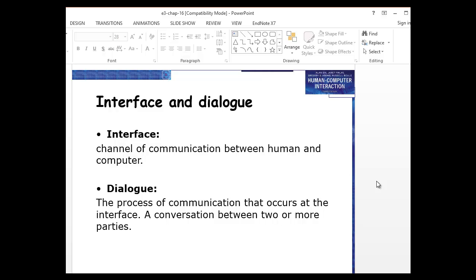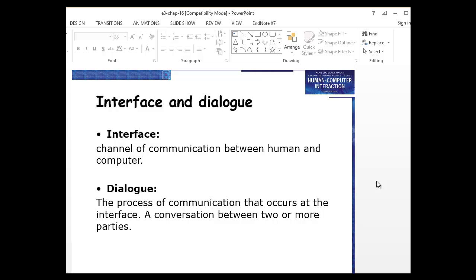So here I have included what is interface and dialogue. Interface is the channel of communication between human and computer. In human and computer interaction, the front end of a system is the interface. Through this, the computer can interact with the user, and the user can communicate, understand, and get information from the front end design of the system or the computer. So this is the interface.